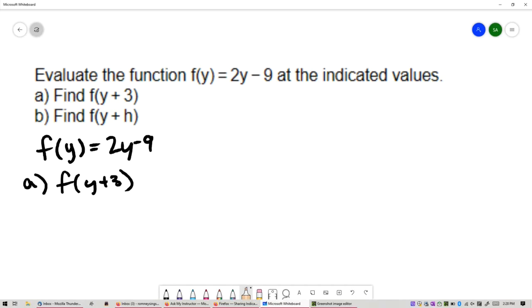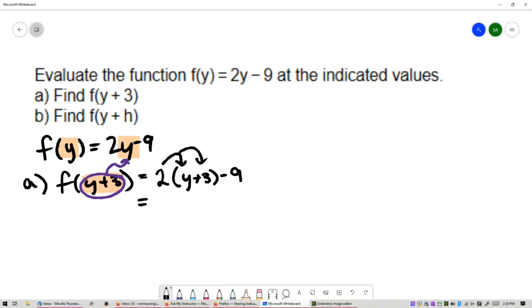So what we have inside the parentheses is our placeholder for the variable. So what we want to do is replace that y with the y plus 3. So this would give us 2 times (y plus 3) minus 9. And we can simplify using the distributive property. That would give 2y plus 6 minus 9. And then we can combine the like terms. 6 minus 9 would be negative 3. So we get 2y minus 3.